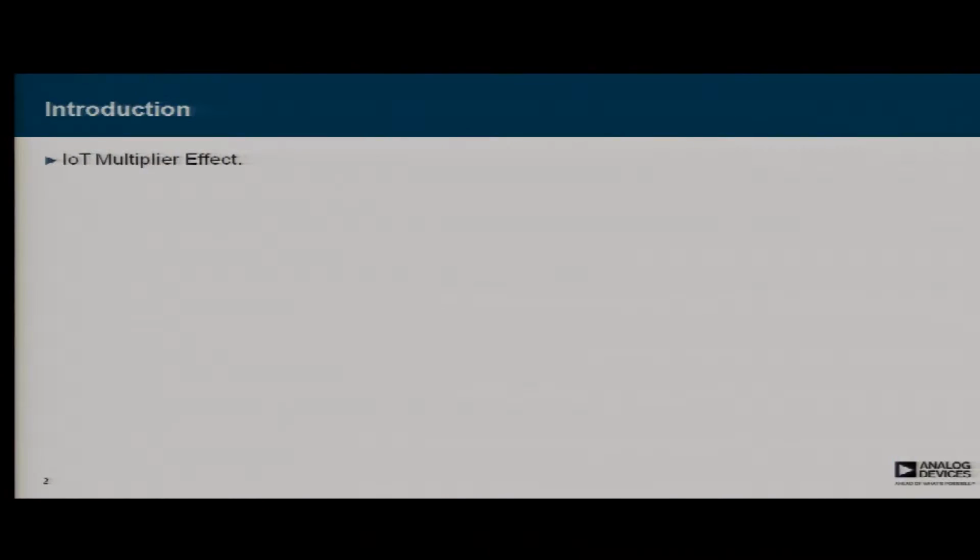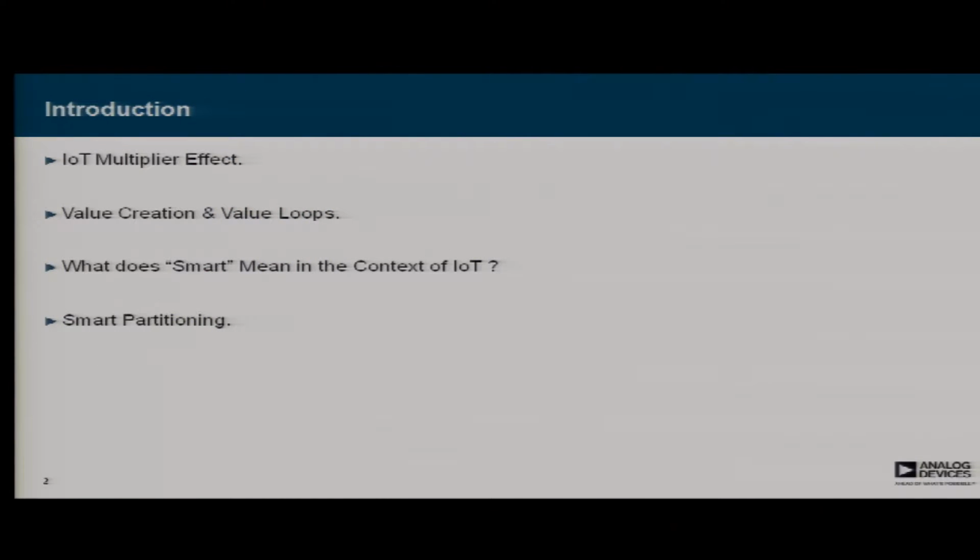First, I want to talk about the IoT multiplier effect and the expectation around value creation for IoT. I'll also talk about value creation and value loops. I'll next talk about what smart really means in the context of IoT. I'll then talk about smart partitioning techniques and some of the areas we're exploring, to give some insight into how to think about solving these problems. I'll have a couple of examples about smart nodes, and I was also asked to talk a little bit about the Fab project we have going on at one of our sites in Limerick, Ireland. And finally, I'll summarize.